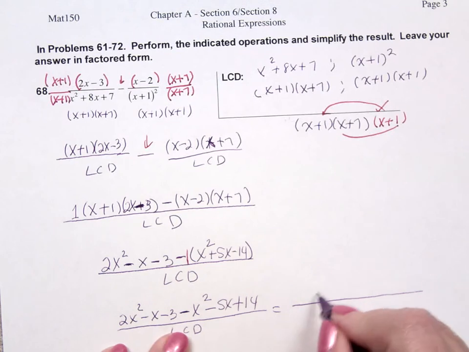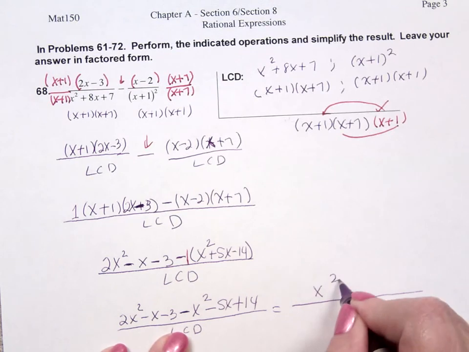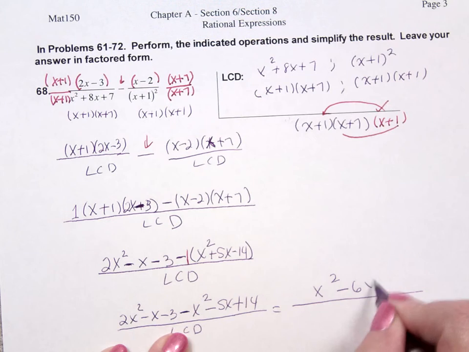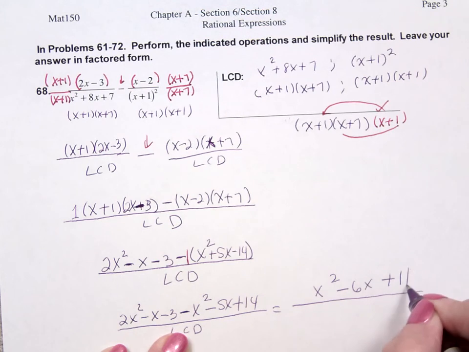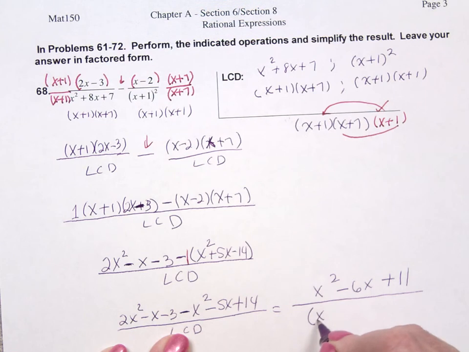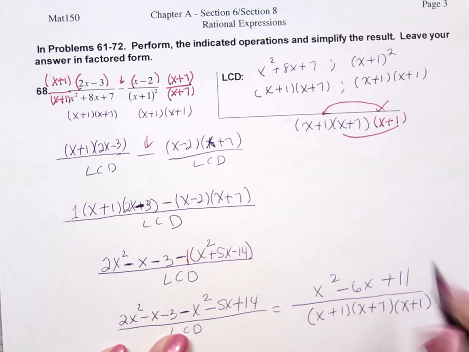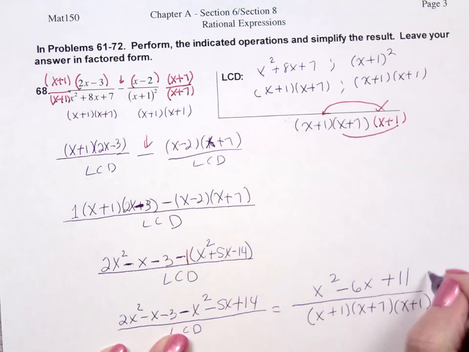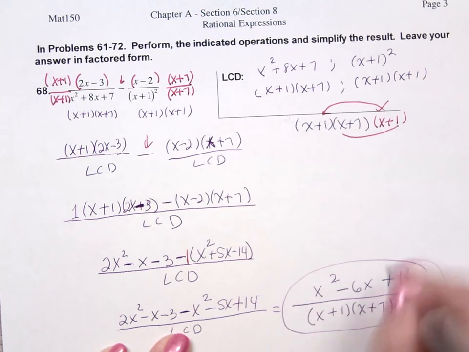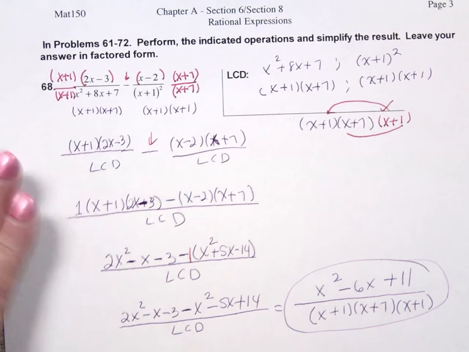Combine like terms, I'm going to get x squared minus 6x plus 11 over the LCD, which is (x plus 1)(x plus 7)(x plus 1), and that numerator's prime because that 11 is not going to give me a 6 no matter what I do, and so that then becomes your final answer.